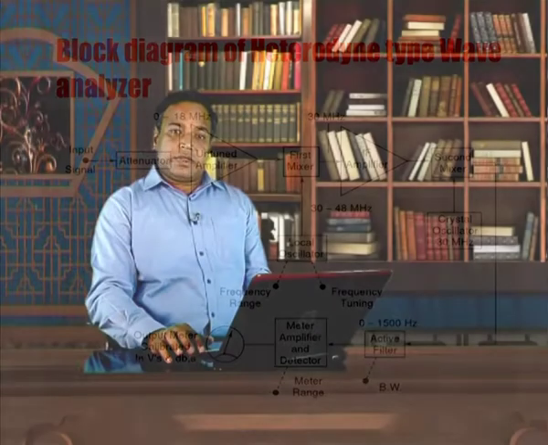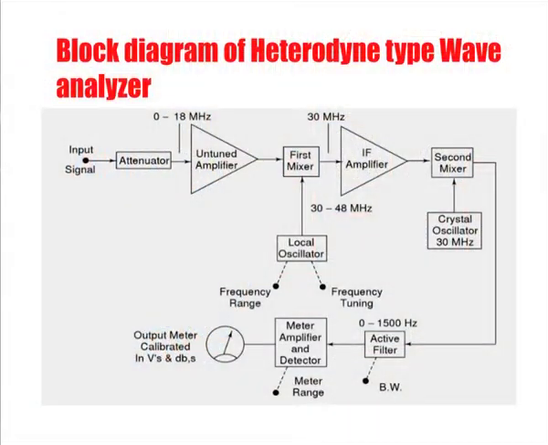In other words, we say that the output of the second mixer is rectified and it is then fed to the active filter. Now, this filter passes the signal and finally it is displayed on the meter, which is calibrated in terms of volts or in decibels.